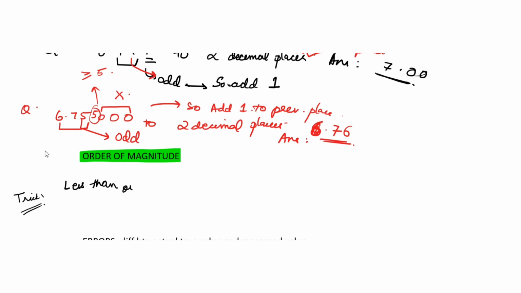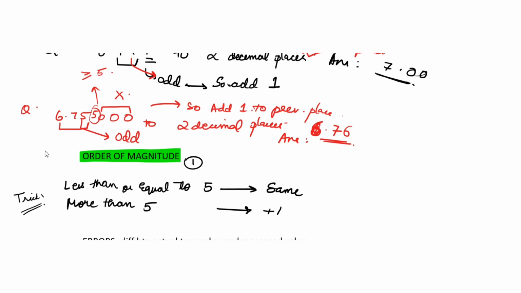Okay, so what is the trick to find order of magnitude? First, always write the given number in scientific notation. And next, look at the numerical part. If the numerical part is less than or equal to 5, then the power on top of 10 will remain the same. If it's more than 5, then for the order of magnitude you add 1 to the power.